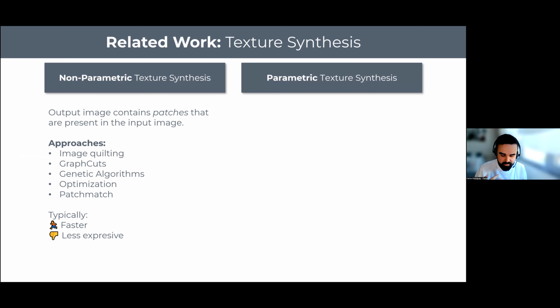There are two main categories of texture synthesis algorithms that you can divide the literature into. Non-parametric texture synthesis works by getting patches of the input image and creating a new image by modifying those patches using different approaches, including image quilting, graph cuts, optimization, etc. These are typically faster, but the results they obtain are not that great.